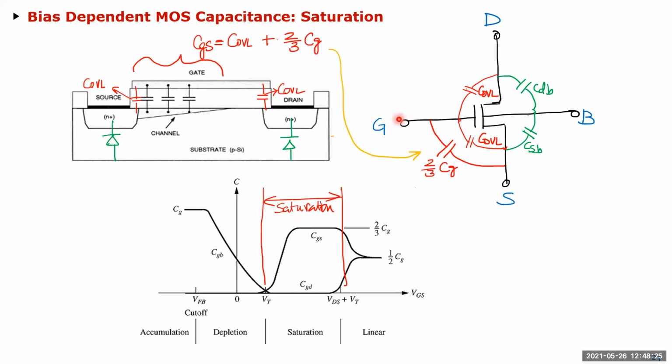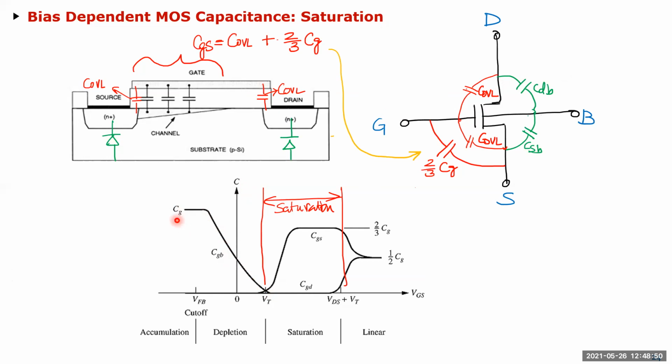Okay, so those are the different regions of operation. Different caps for different regions of operation. Any questions on the caps? Why are they varying? Just to reiterate, if you look at this cap versus the VGS bias dependent cap, the gate to bulk cap starts with the entire Cox.